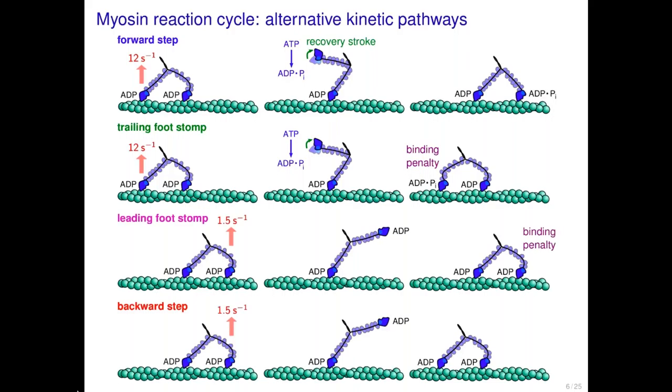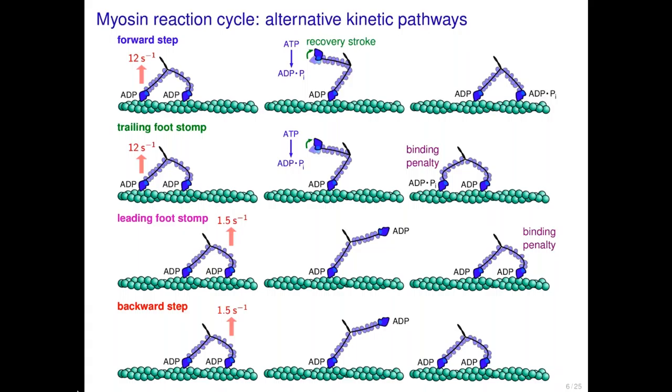Then likewise, you can have the leading head foot stomp, which is a bit more frequent compared to the trailing head foot stomp, and you'll see this emerging in the calculation. And of course, it can also go backwards.